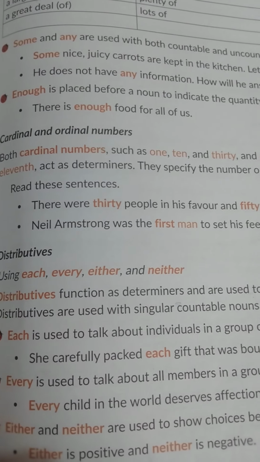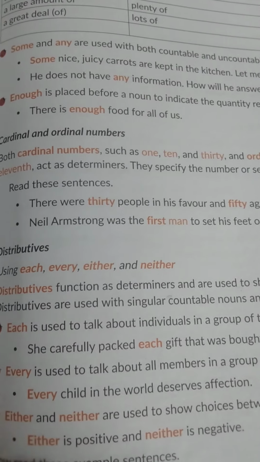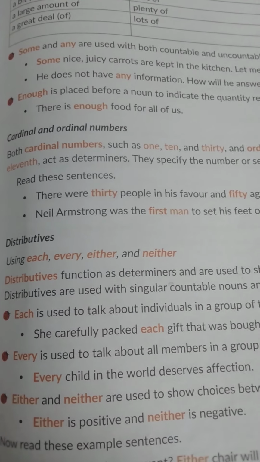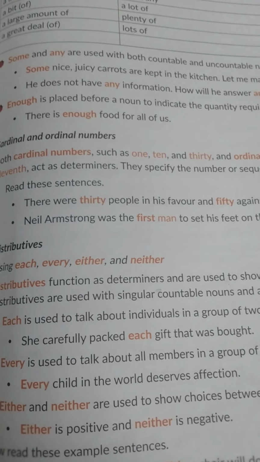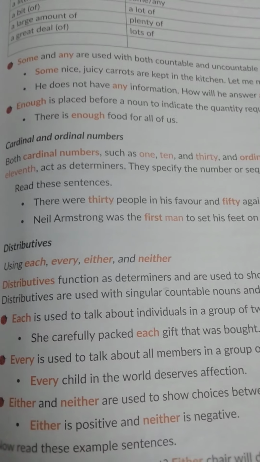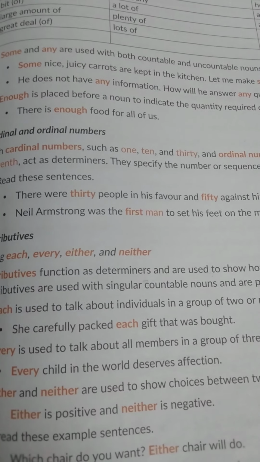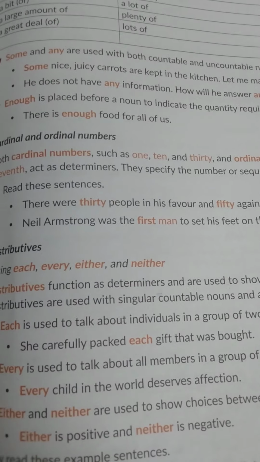Then we have cardinal and ordinal numbers. If you remember, we have done cardinal and ordinal in adjectives of number. So cardinal numbers are 1, 2, 3, 4 till millions, billions. And ordinals are first, second, third, fourth, which talk about place, I mean, what is the place or position?